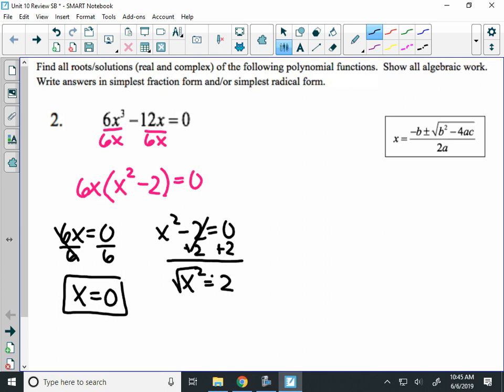And I finish this by taking the square root. Now remember, when you take the square root, you have to write the plus or minus, because there's two answers, radical 2. And that's all three. 0, radical 2, and negative radical 2 are your solutions.